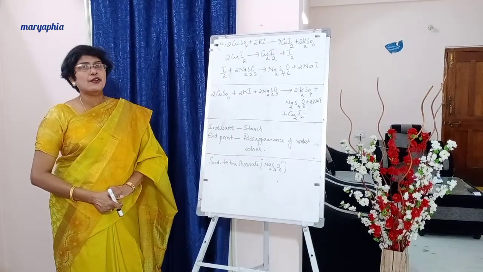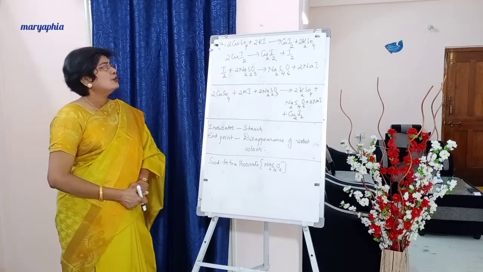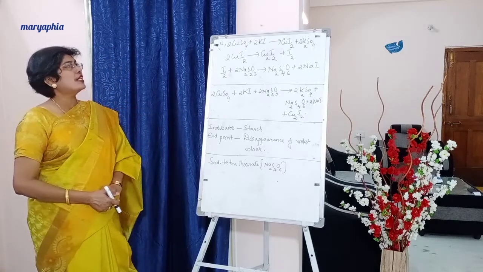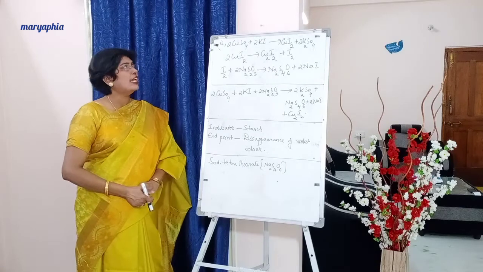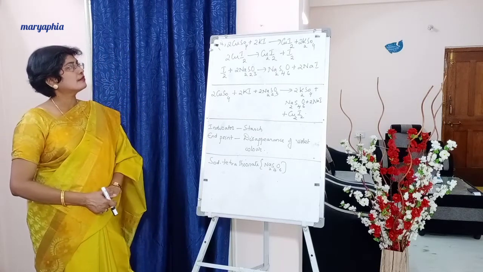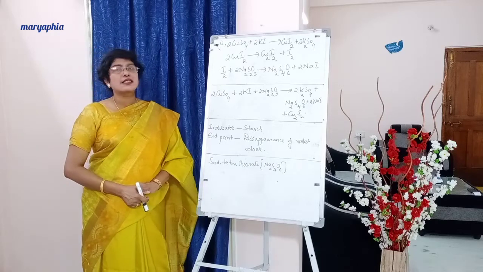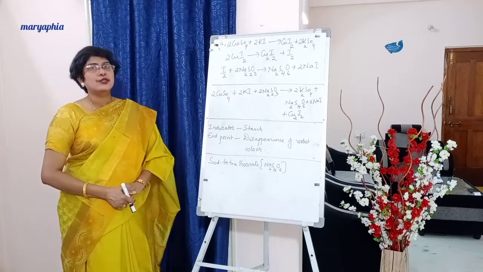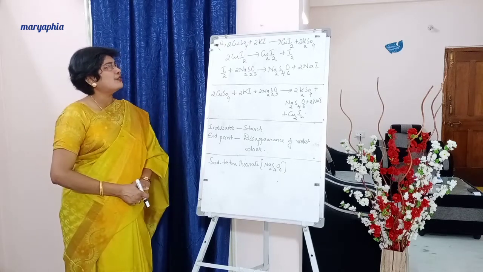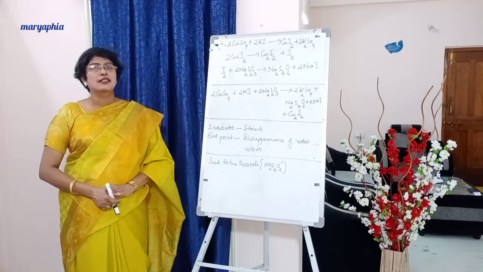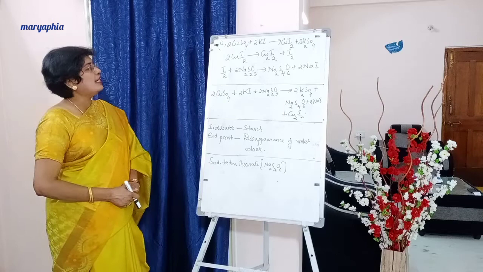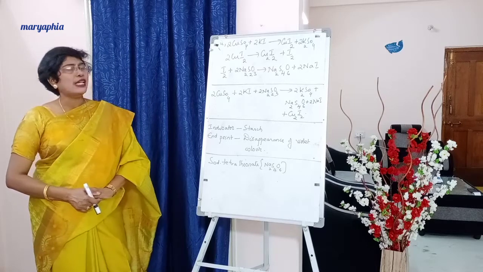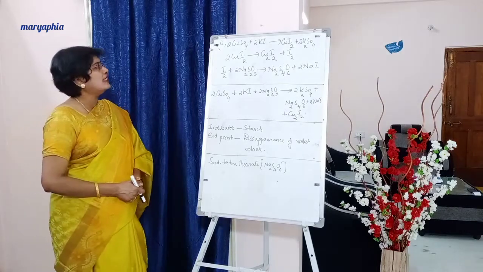So, second set of reactions, number 2. 2CuSO4 plus 2KI gives rise to CuI2 plus K2SO4. Next, 2CuI2 gives rise to Cu2I2 plus I2. Next, I2 plus 2 Na2S2O3 gives rise to Na2S4O6 plus 2 NaI. Now add all these reactions, students.